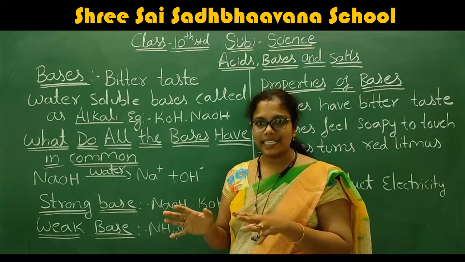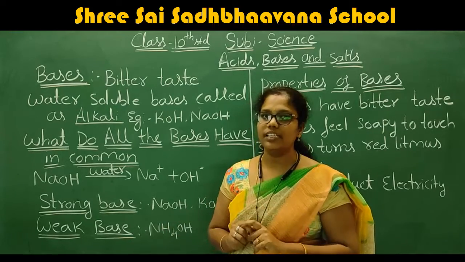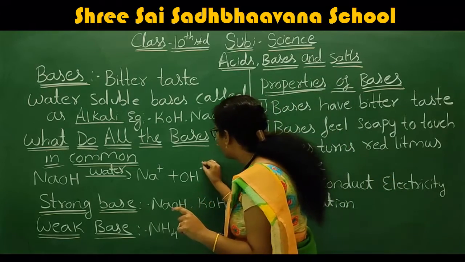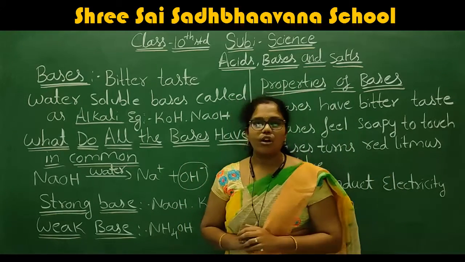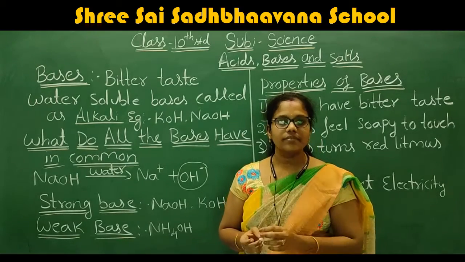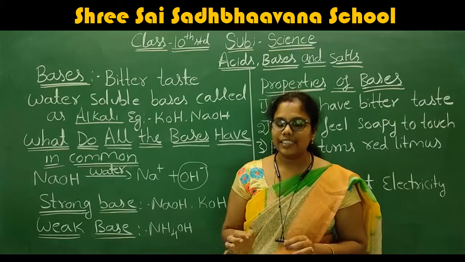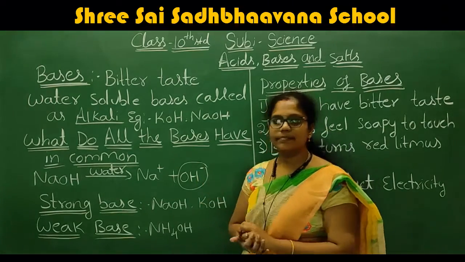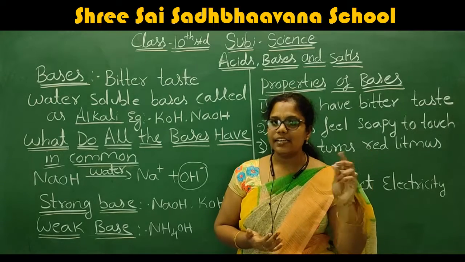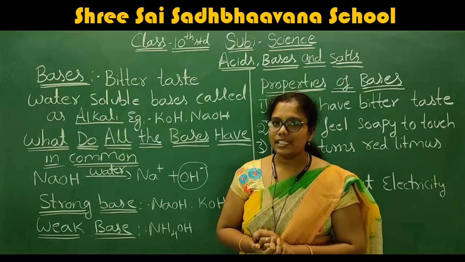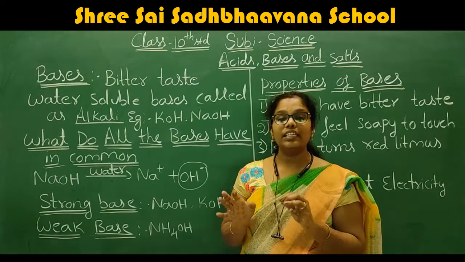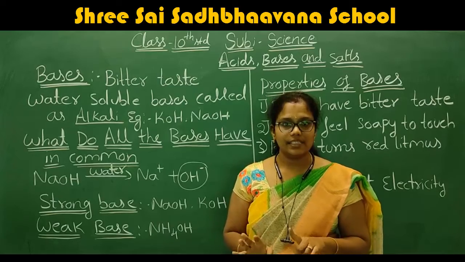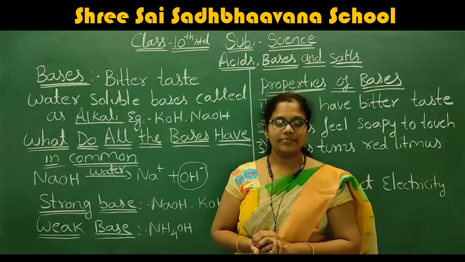After seeing these three examples, what is the common thing you are seeing? The common thing present here is OH minus. What is the common thing present in all bases? The common thing present in all bases is OH minus. In acids, the common thing present is H plus, but in bases, the common thing present is OH minus.